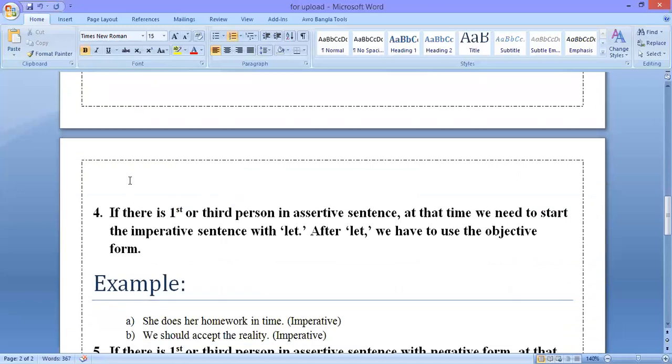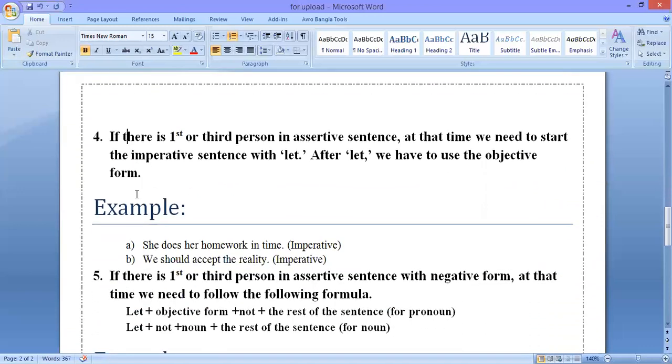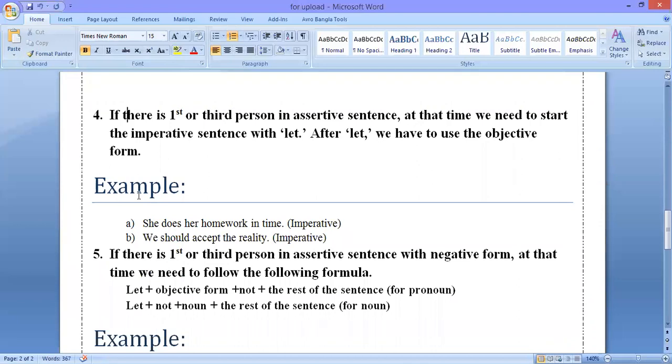Now we are moving to rule 4. If you look at rule 4, we can see that if there is first person or third person in an assertive sentence, and if you want to make this imperative, at that time we need to use let at the beginning of the sentence. After let, we shall have to use the objective form. Then we shall have to use the main verb, then the rest of the parts.